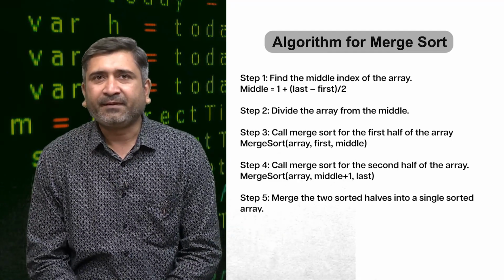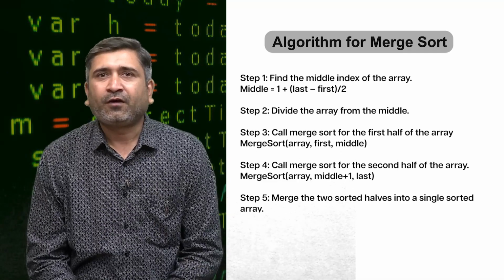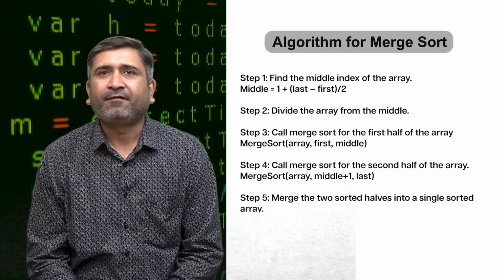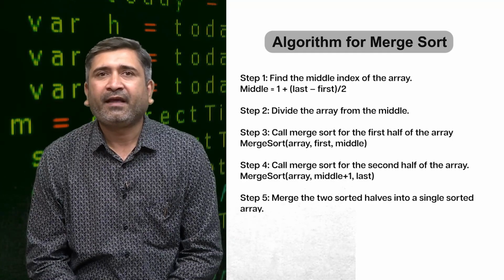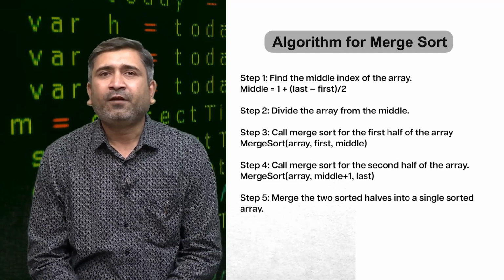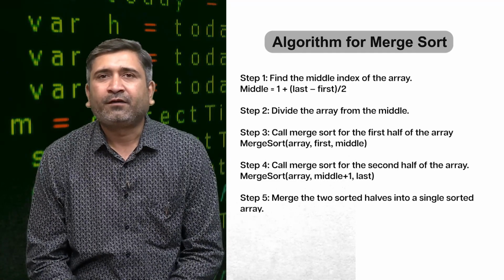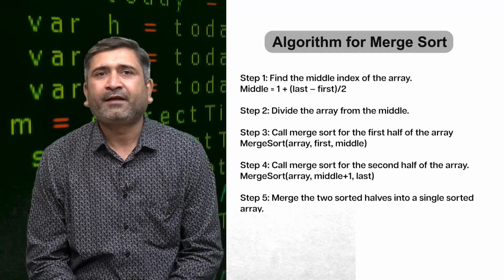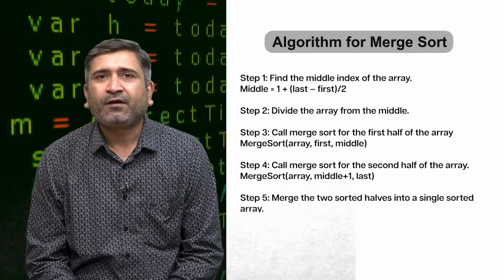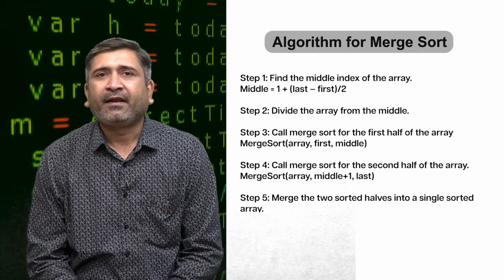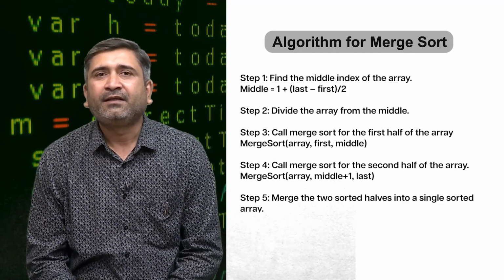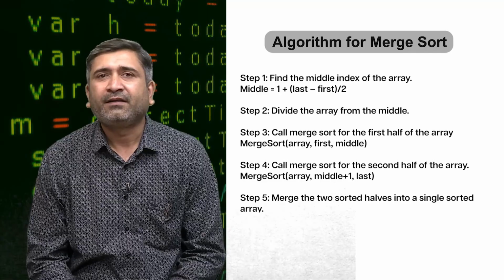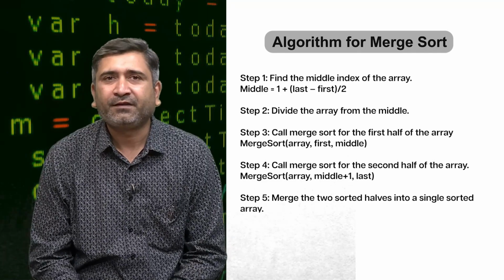In the third step, we call merge sort for the first half of the array, that is merge sort(array, first, middle). In step 4, we call merge sort for the second half of the array, merge sort(array, middle plus 1, last). This is how we are transferring the array and the values to the function.